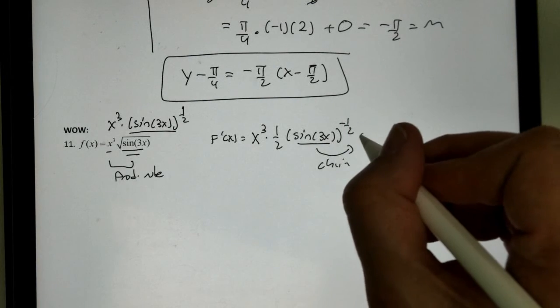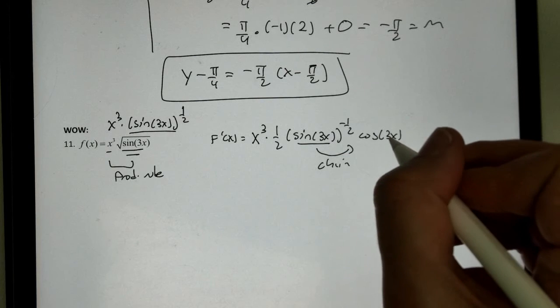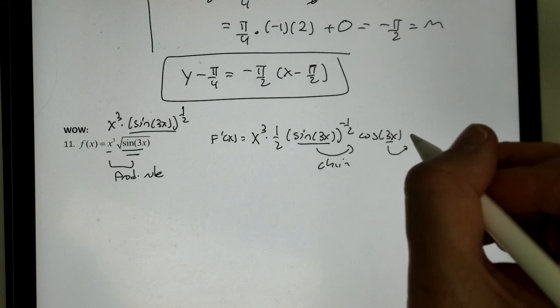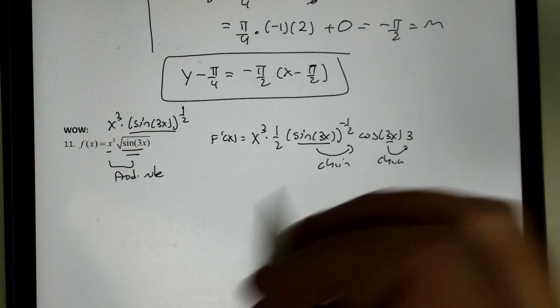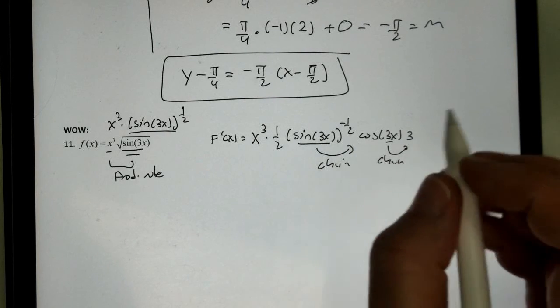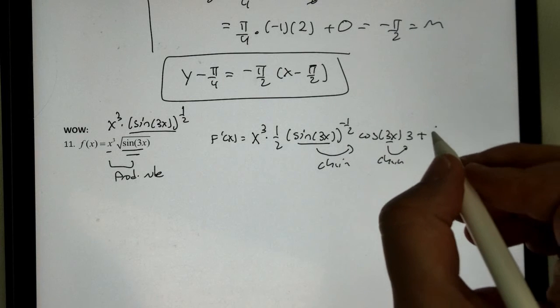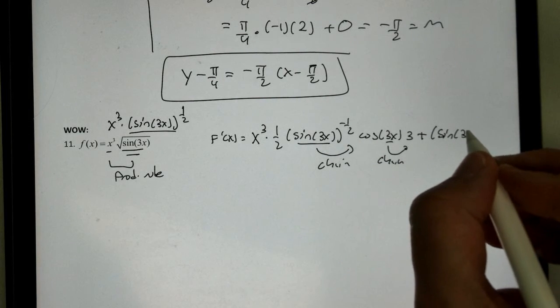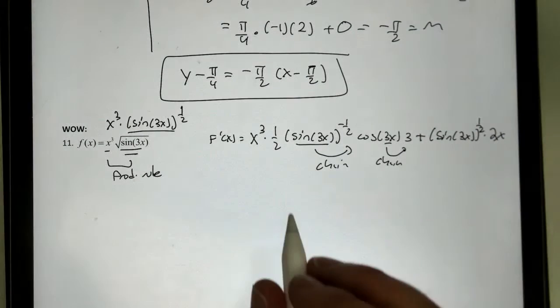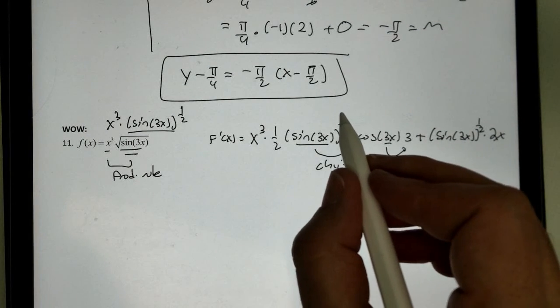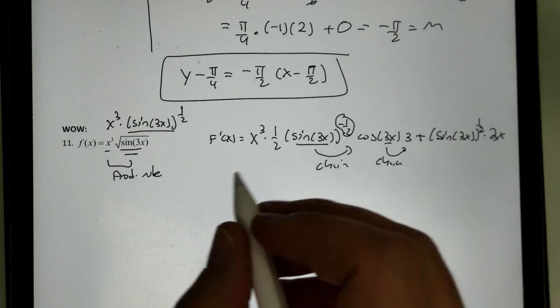What's the derivative of sine? Cosine of 3x. The derivative of 3x, 3. We just keep on with that chain rule right there. When you take the derivative, you have a chain rule, you have to keep it going. Plus the second, which is the sine of 3x to the 1/2 times the derivative of the first, which is just 2x. Don't do all that beautiful work and forget that. Remember, no negative exponents here.